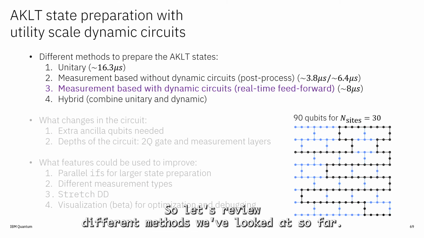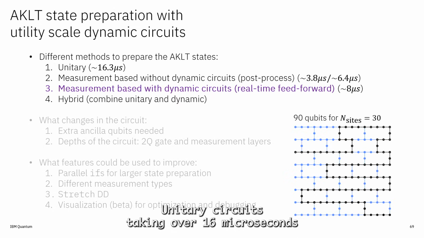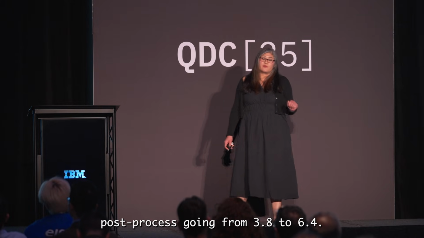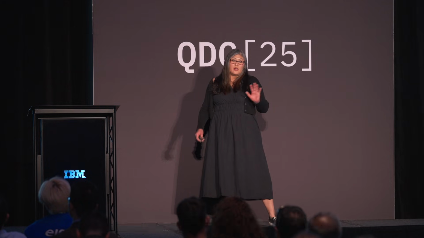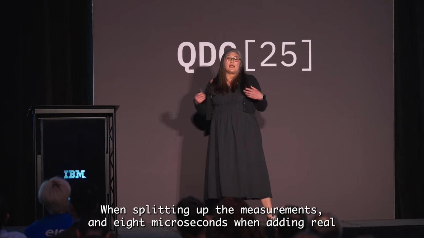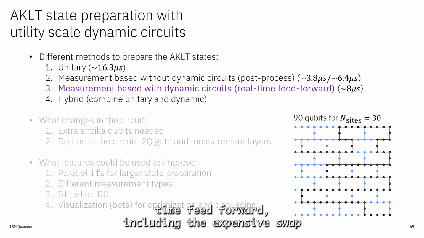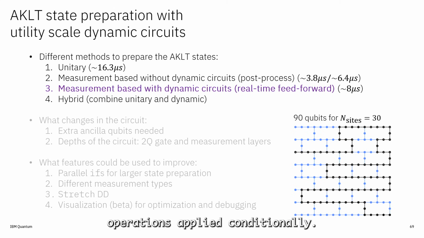So let's review the different methods we've looked at so far. Unitary circuits taking over 16 microseconds, post-process going from 3.8 to 6.4 when splitting up the measurements, and 8 microseconds when adding real-time feed-forward, including the expensive swap operations applied conditionally.